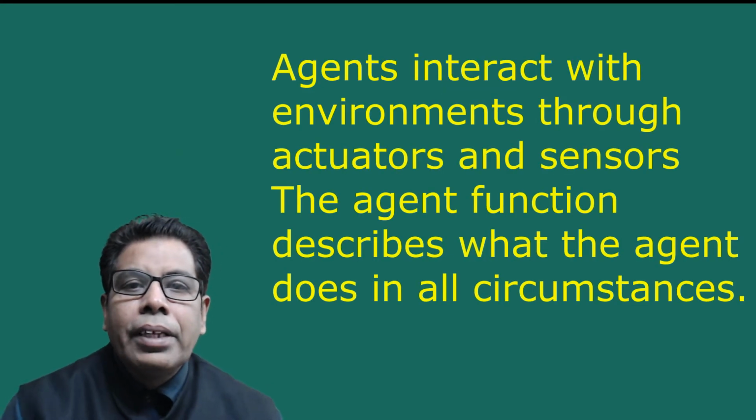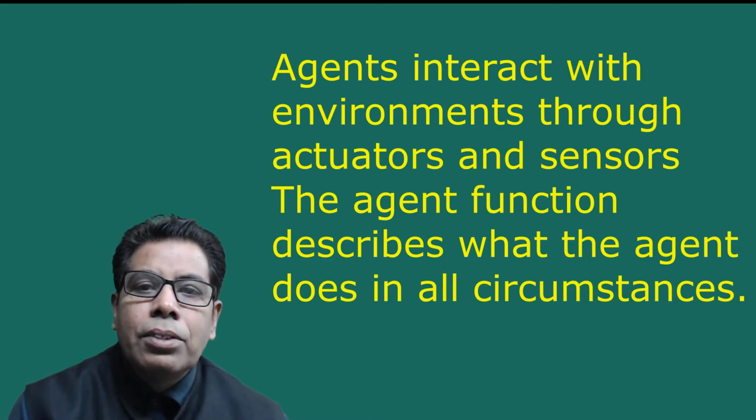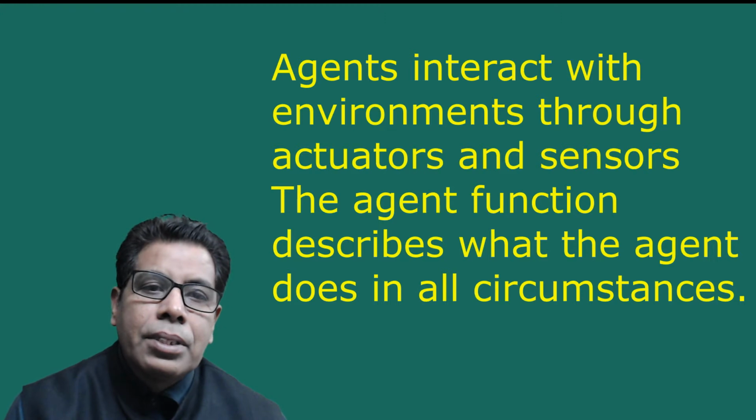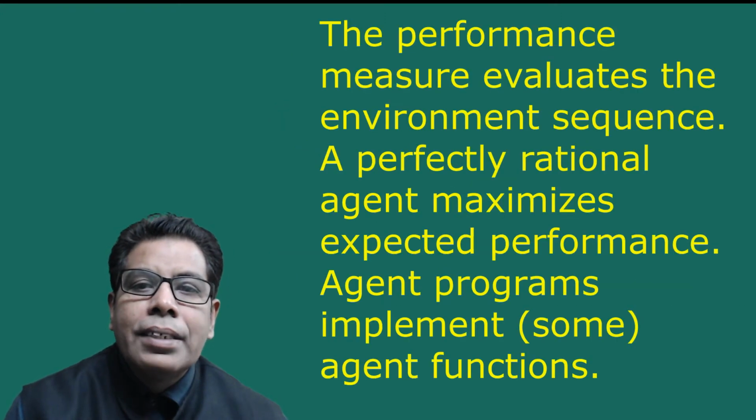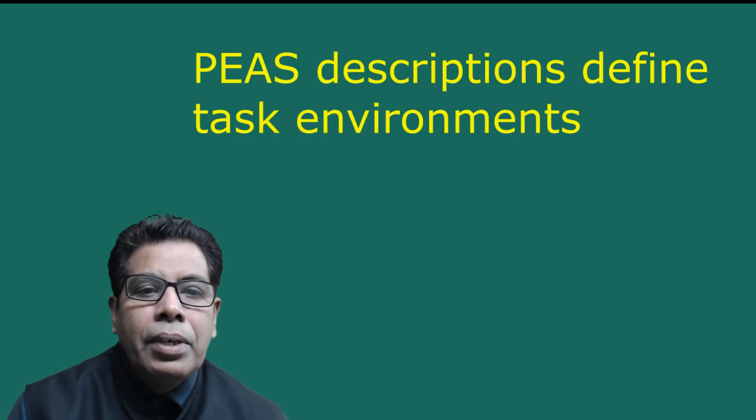Agents interact with environments through actuators and sensors. The agent function describes what the agent does in all circumstances. Performance measure evaluates the environment sequence. A perfectly rational agent maximizes expected performance. Agent programs implement some agent functions. Performance, environment, actuators, and sensors: PEAS description defines the task environment. So these are the concepts which we have seen in the last two videos.